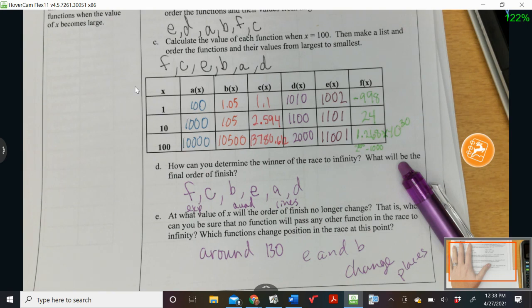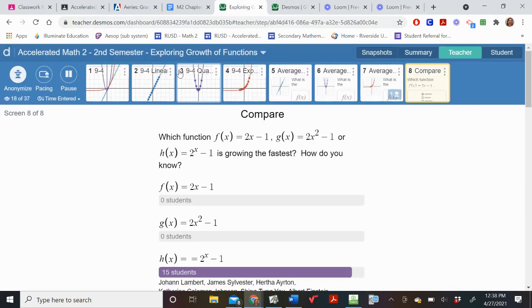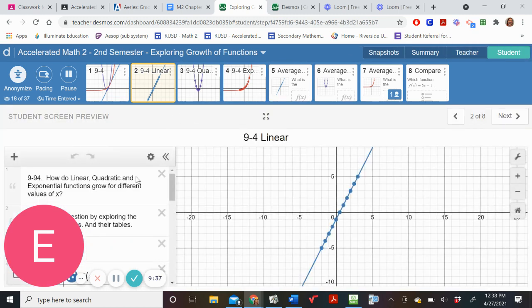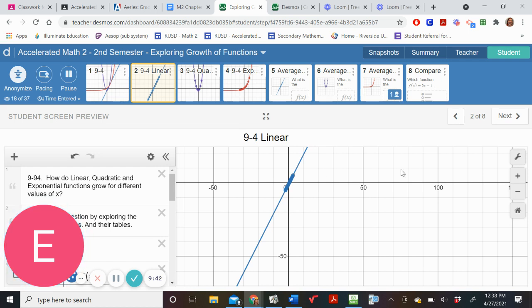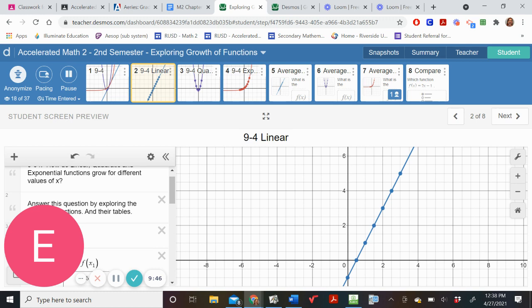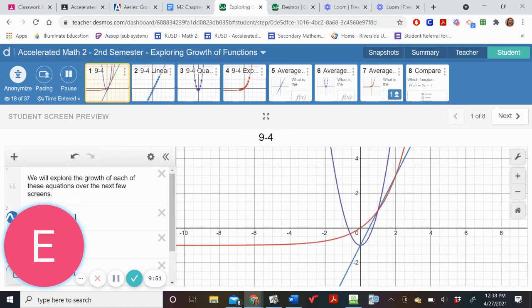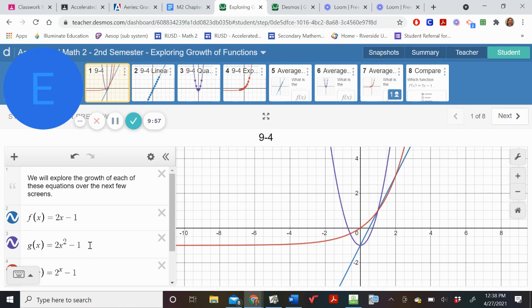Let's take a look at a Desmos activity now. So going to a Desmos activity, taking a look at the student screen. So we have our line. Let me click home. What we're going to be doing is comparing these three functions, which my E is really in the way of. It's the smallest one too, so sorry about that.